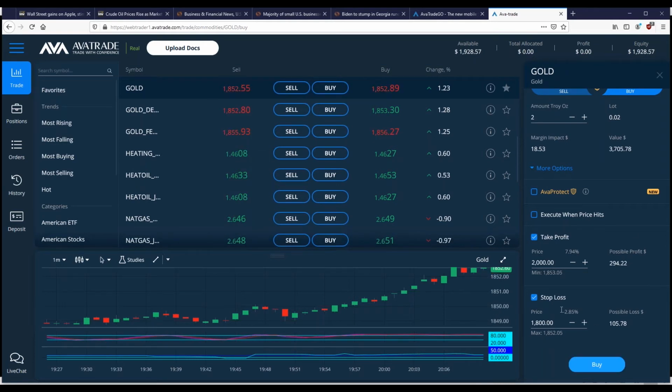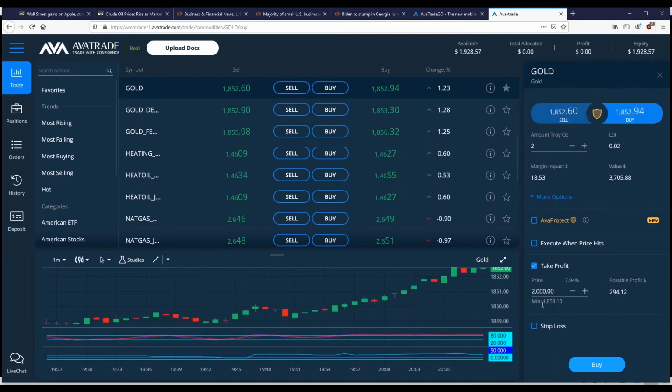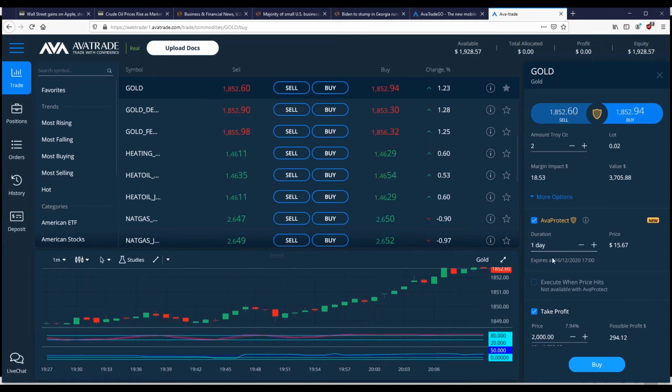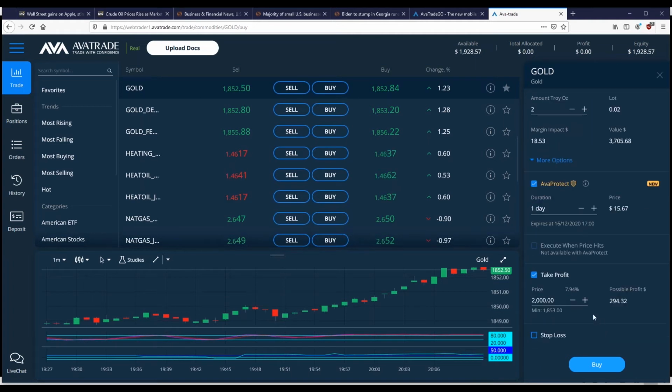Maybe I say, you know what? Maybe instead of doing a stop loss, or in addition to a stop loss, I'll do AvaProtect. Maybe I'll protect it for, I don't know, 1 day. For 1 full day, I only have to pay $15 and change. No matter how far it goes the wrong way, if it goes crashing the wrong way, I only lose $15 until this 1 day coverage ends. It gives you the exact time right here that it ends. Any negative floating would be added back to my account, and then the trade can keep running. Then I can put my stop loss. Then I could go down and add a stop loss if I wanted to, right?